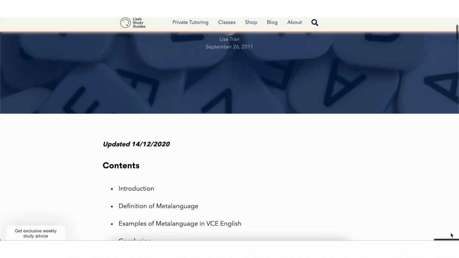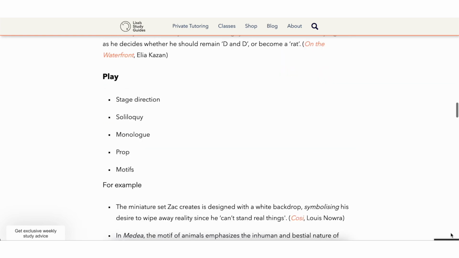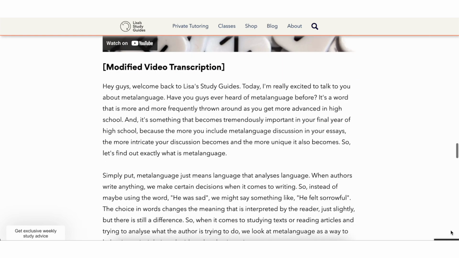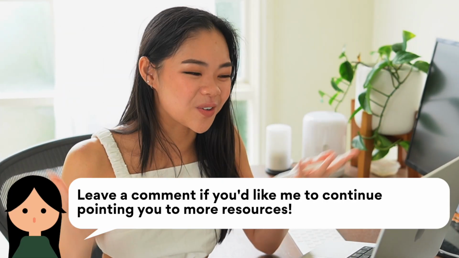There's a whole list that I've got as a resource which you can use as well, so go ahead and check that out. I'm just basically pointing you guys to lots of resources to get you prepared for exams. So I hope this helps. Let me know if you want me to keep pointing you to different resources.